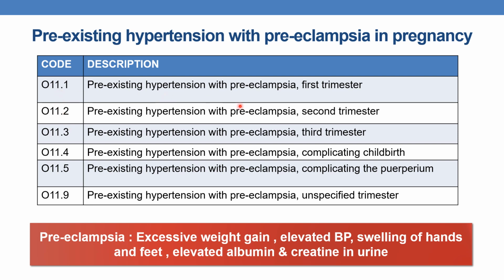O11.1 indicates pre-existing hypertension with preeclampsia first trimester. O11.2 indicates pre-existing hypertension with preeclampsia second trimester. O11.3 indicates third trimester. O11.4 indicates pre-existing hypertension with preeclampsia complicating childbirth. O11.5 indicates pre-existing hypertension with preeclampsia complicating the puerperium. And finally, O11.9 indicates pre-existing hypertension with preeclampsia unspecified trimester.